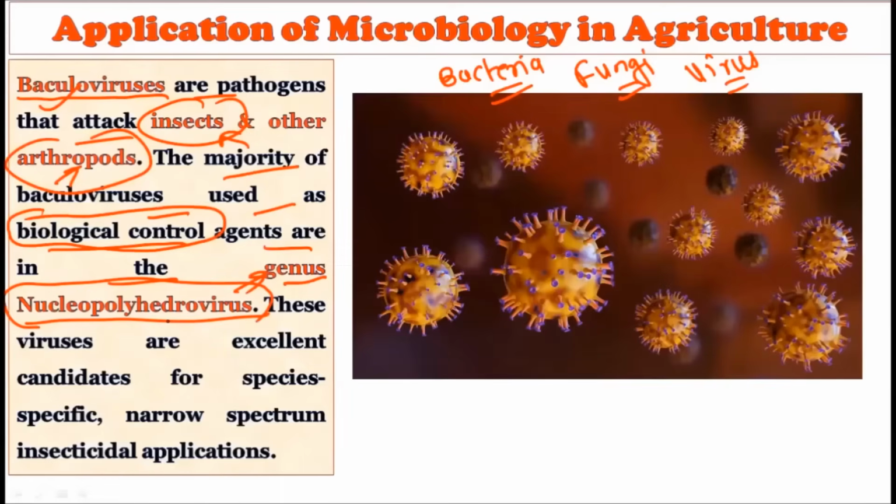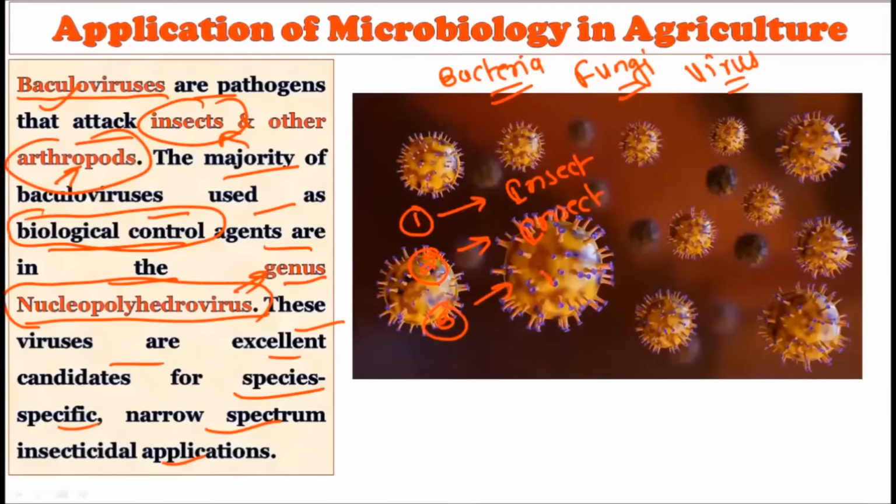Now these viruses are excellent candidates for species specific, narrow spectrum insecticidal application. See, what makes baculoviruses excellent is that, for example, if you take one type of baculovirus, it kills only one particular insect. It does nothing to the other insects. If you take the second type of baculovirus, it will kill another type of insect and leave the other insects as they are. And if you take the third kind, it will kill another kind of insect and leave out the other insects. So this specificity, this narrow spectrum of insecticidal application, makes the baculovirus very special.